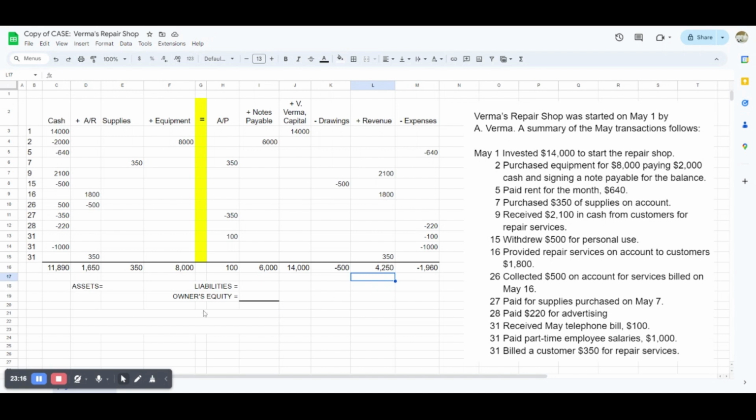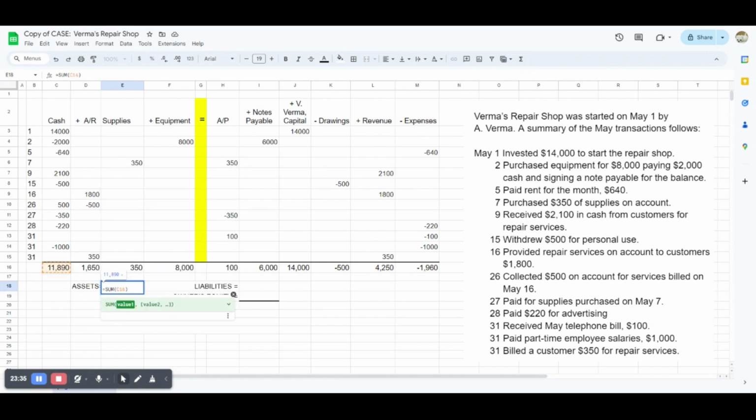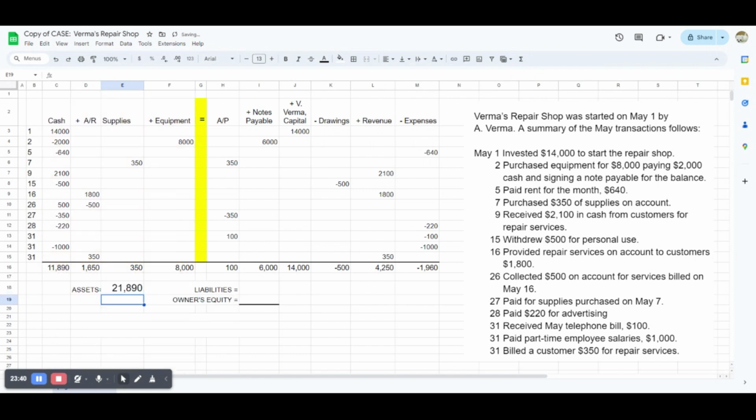sign are equal to each other. Okay, so I'm going to try to add this again, and I really hope that this works. Okay. C16. F16. Okay, yes, it works. So that means what I did right here was I added all of these numbers, and these are all the assets. Now let's do the same thing for liabilities.